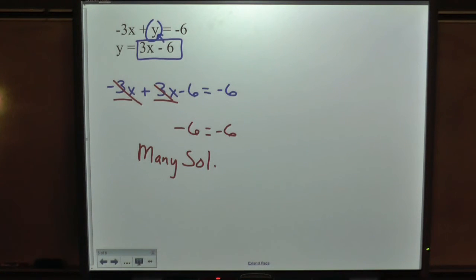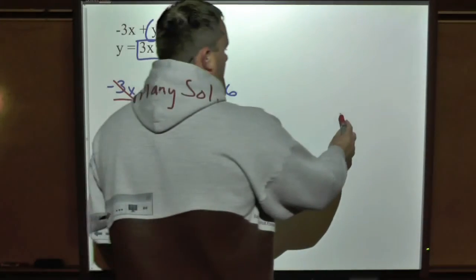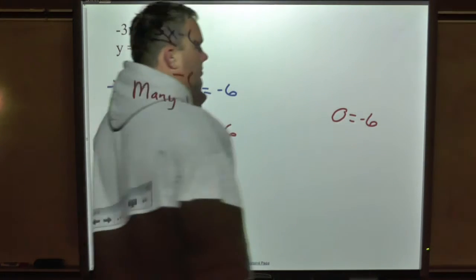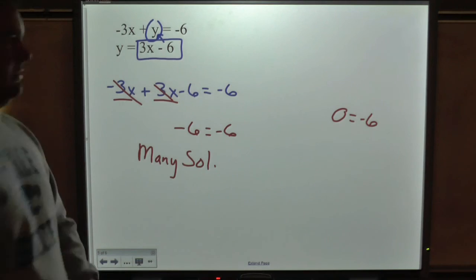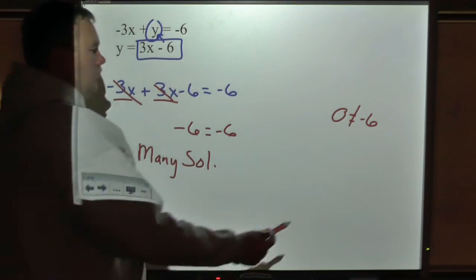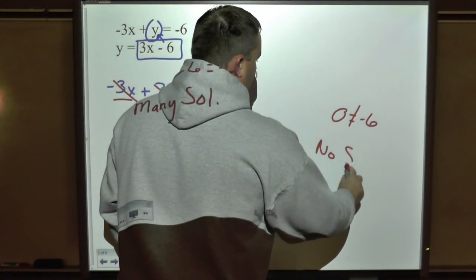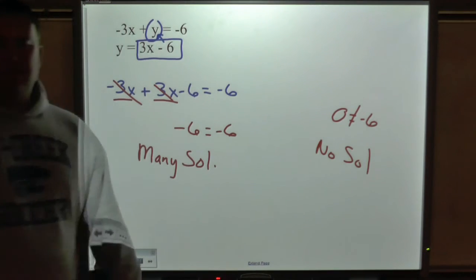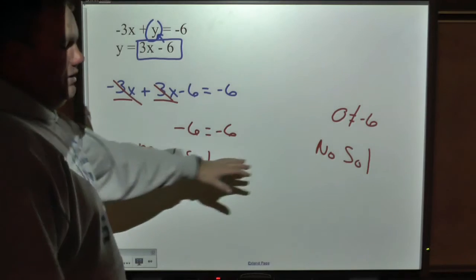Now I'm going to give you another scenario. I'm not going to solve a full problem, but what if you eliminated a variable and you ended up with a false statement, an untrue statement, like 0 is equal to -6. That's not true. If you end up with a statement like that, well, that means no solution. What that means is that the two lines don't intersect. If the two lines don't intersect, that means you have parallel lines. Same slope, different y-intercepts. So you need to make sure you know this.